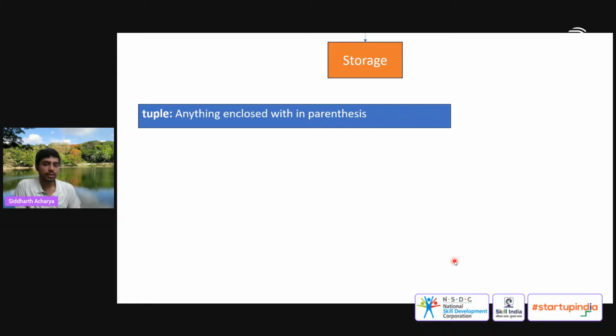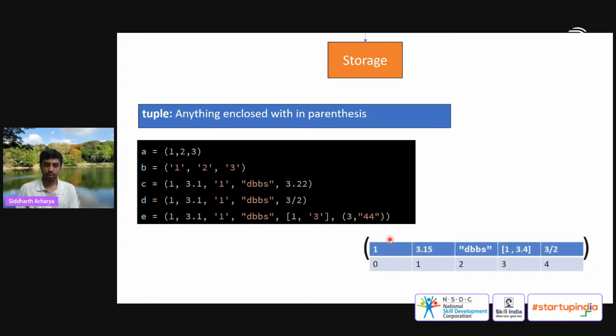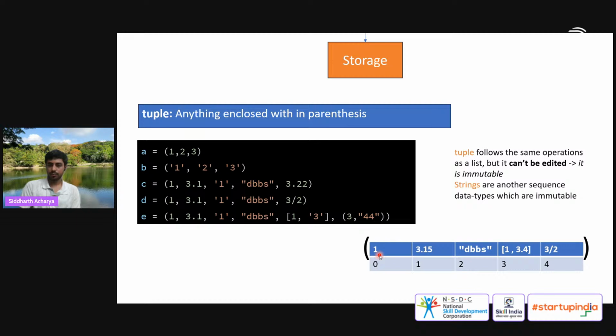Now we have tuple. A tuple is anything enclosed within parentheses. These are some examples of tuples. You can push anything inside two parentheses and it defines a tuple. You can also have lists inside a tuple. You can also have a tuple inside a tuple. The indexing is similar to a list and a string, and the operations as well are similar. A tuple can be concatenated, replicated, indexed, sliced, but it cannot be edited. So it is called an immutable data type.